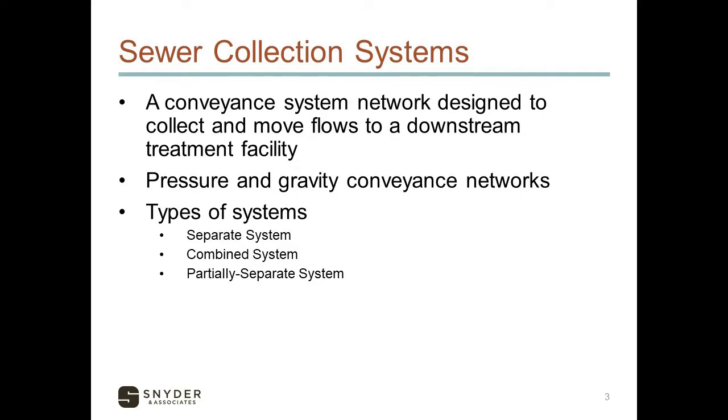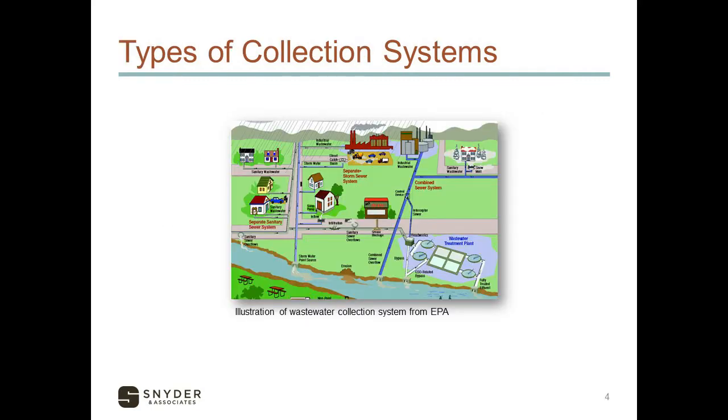Then a partially separate system where there may be lack of funding for stormwater infrastructure, or historically that was an accepted method to connect storm to sanitary, and that's something that is obviously frowned upon now and that we're working to correct. So this is just a graphic from the EPA's website, kind of a useful graphic to present and understand the various types of systems that are available.